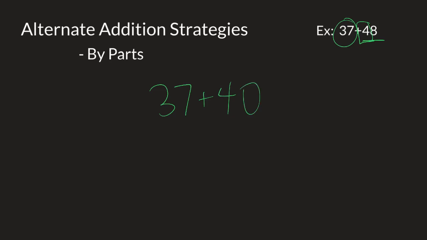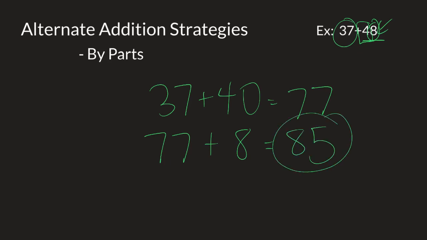Our last strategy can also be used with mental math or with pen and paper. By parts is the last strategy. I would take 37 as my main number. And then instead of just going 48, let's start with the tens. 37 plus 40 would equal 77. But we didn't add the ones yet. So then I would go 77 plus 8. It's a much more manageable number, which would equal 85. And that's how we do by parts.